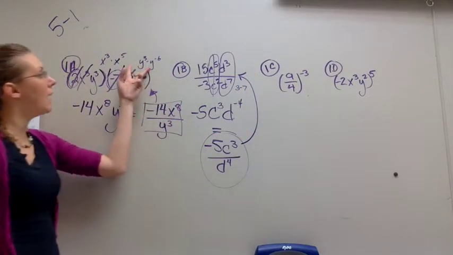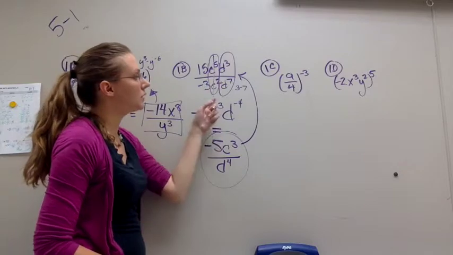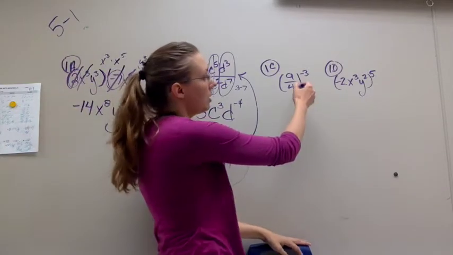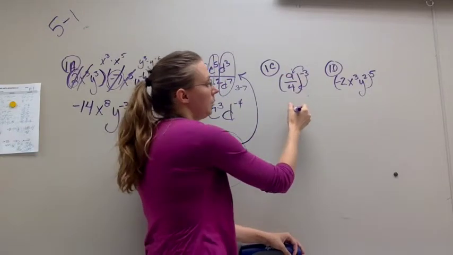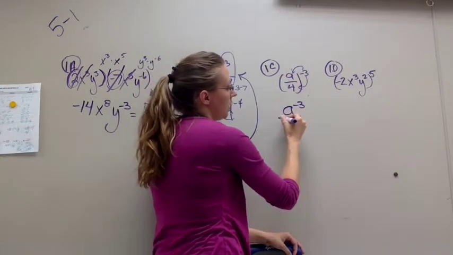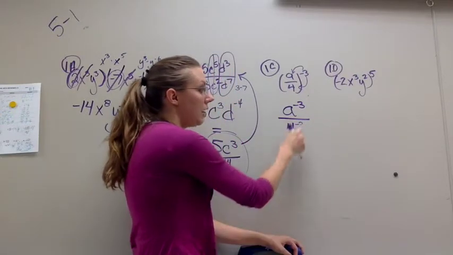So when we multiply our powers, we add them. When we're dividing bases that have the same powers, we subtract them. Here, we're going to distribute this power to each chunk. So we're going to be left with a to the negative 3 over 4 to the negative 3. Now this we can simplify.